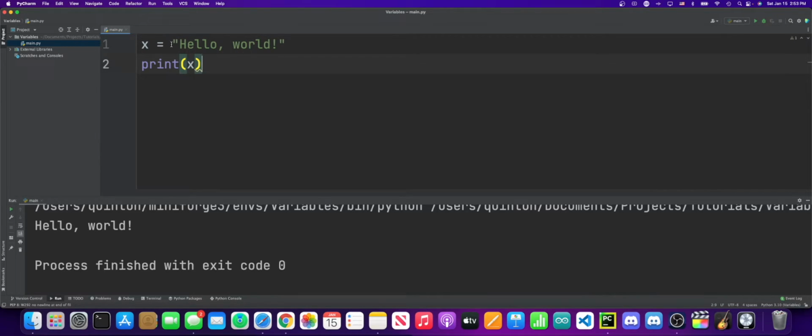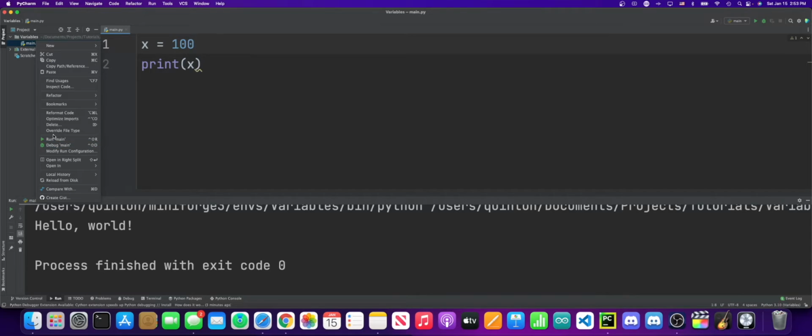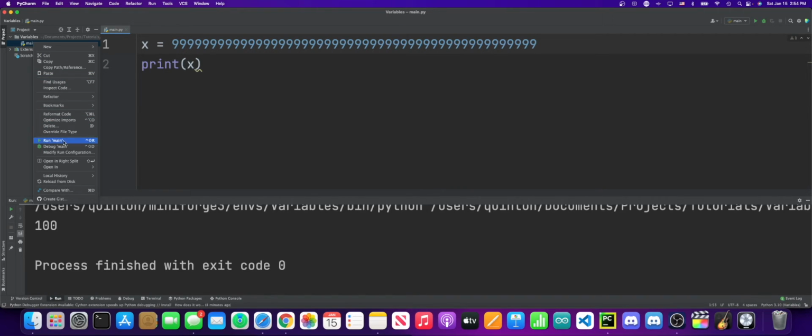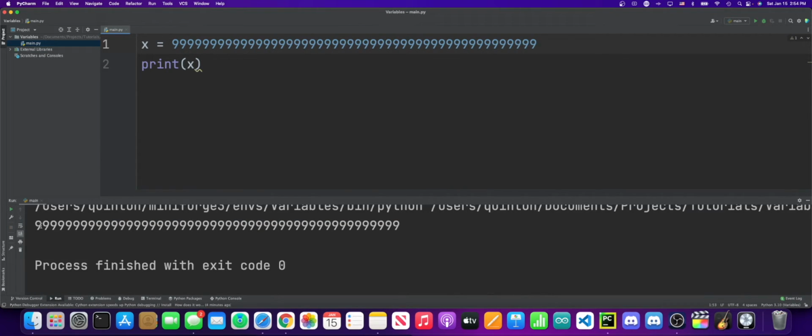Well, what if we put in a number? X equals 100. Well, what does that equal? And just that. X is equal to 100. X is 100. And you can throw just about anything in here. Let's try all of those 9s again by holding down the 9 key. Well, what does x equal? It equals all of those 9s.